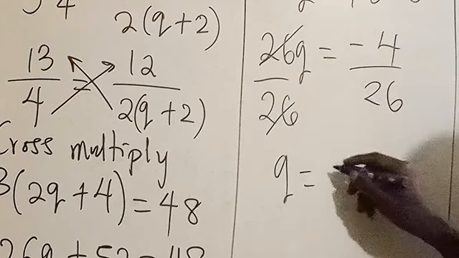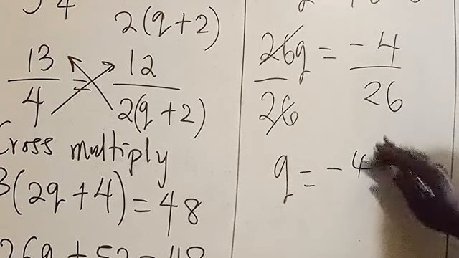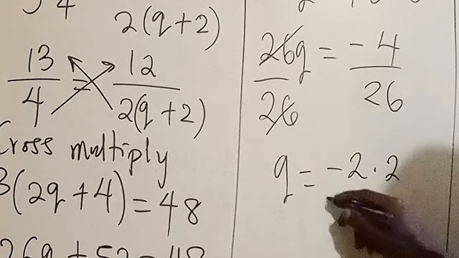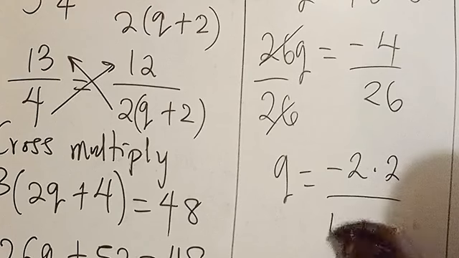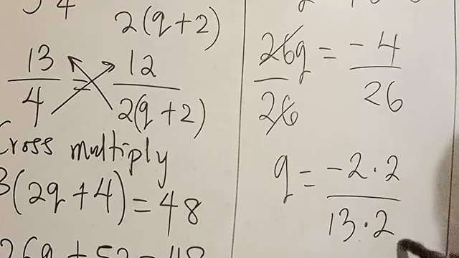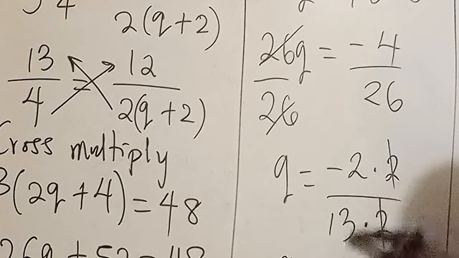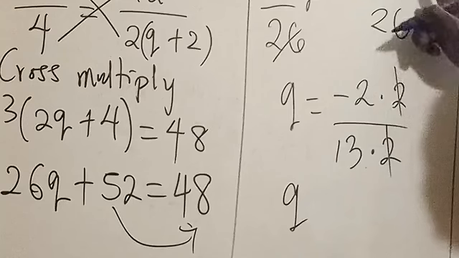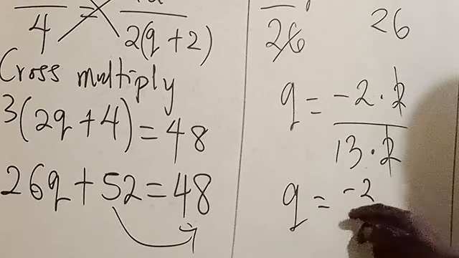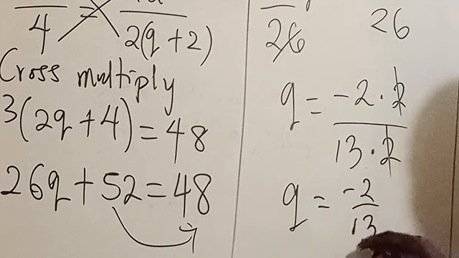Now we can see that here we have 4, and this is 2 times 2, that is 4, divided by, we can have this to be 13 times 2. So we have 2 here, 2 here, this can cancel this. The highest common factor between 4 and 26 is 2, equals minus 2 all over 13.